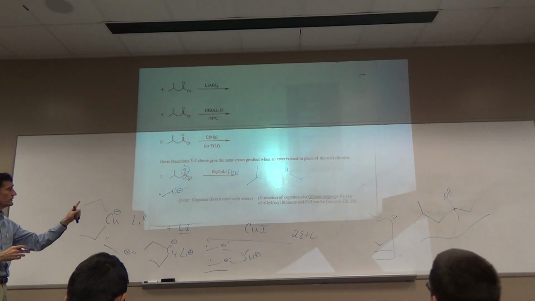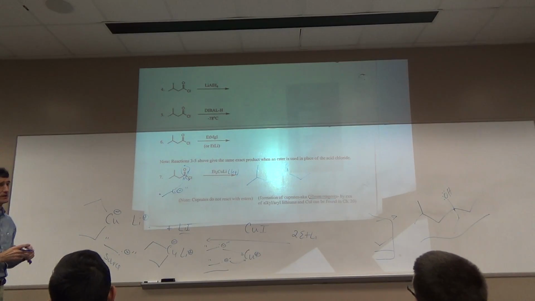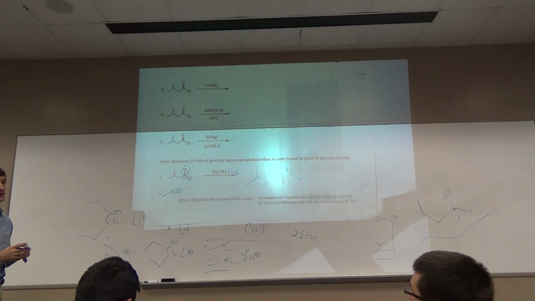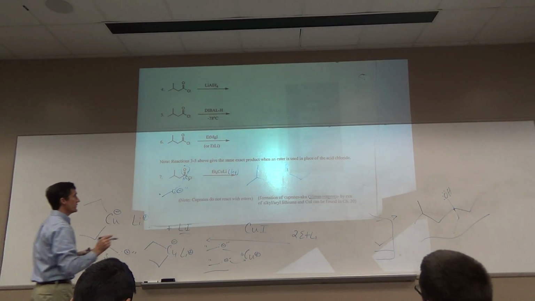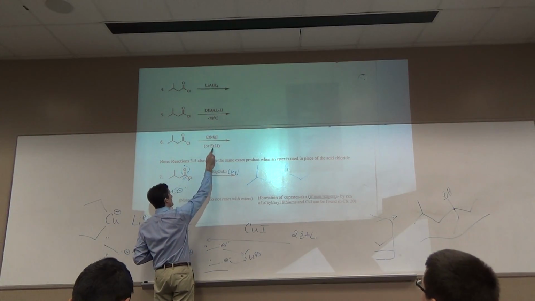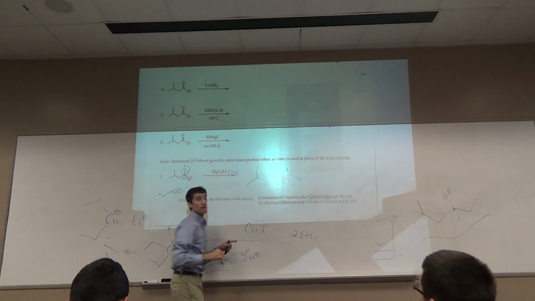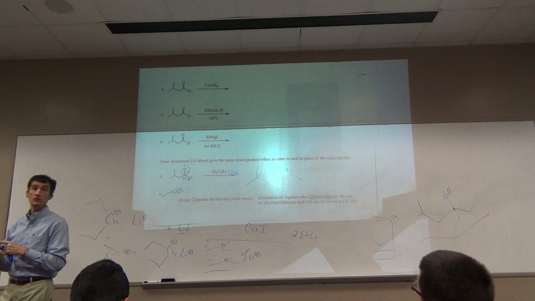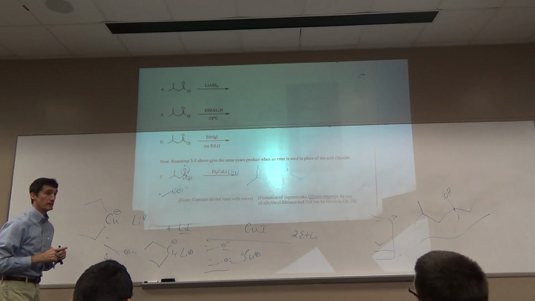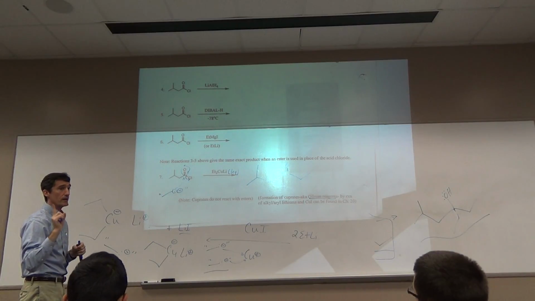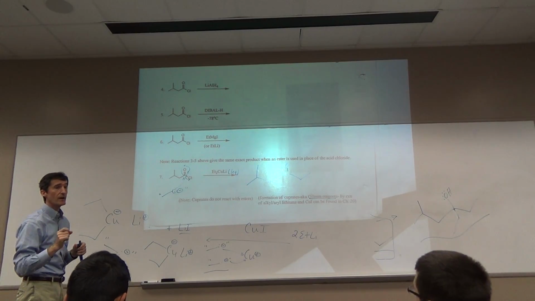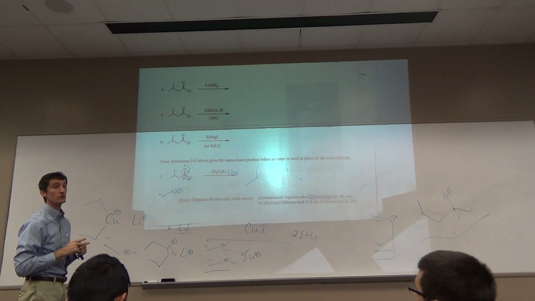Replacing the chlorine with an R group from an organocuprate. Not a Grignard. If you do Grignard or alkyl lithium, it's going to add again, and you'll end up with an alcohol after workup. Organocuprates only add once. A very nice way to make ketones from acid chlorides.